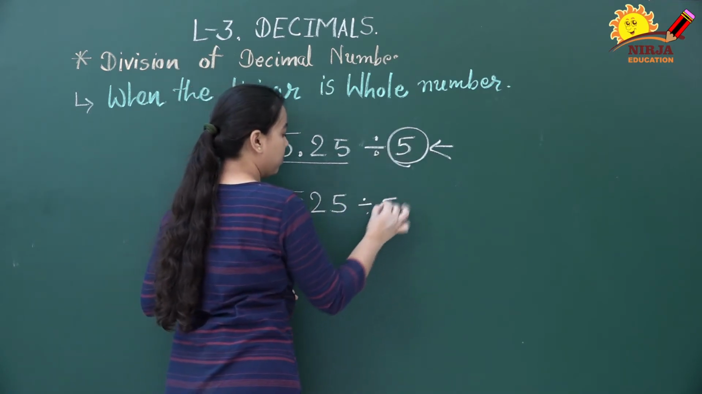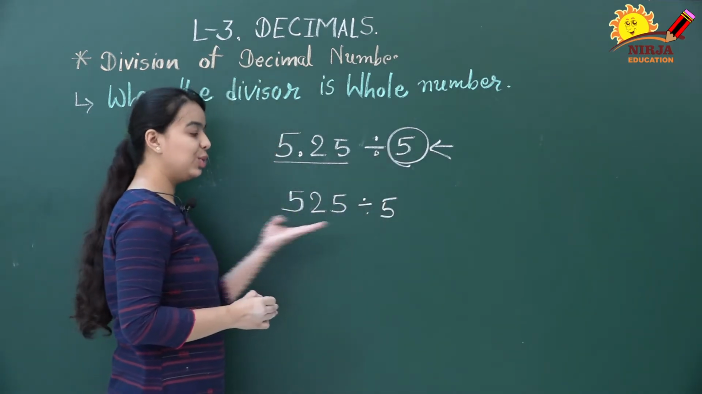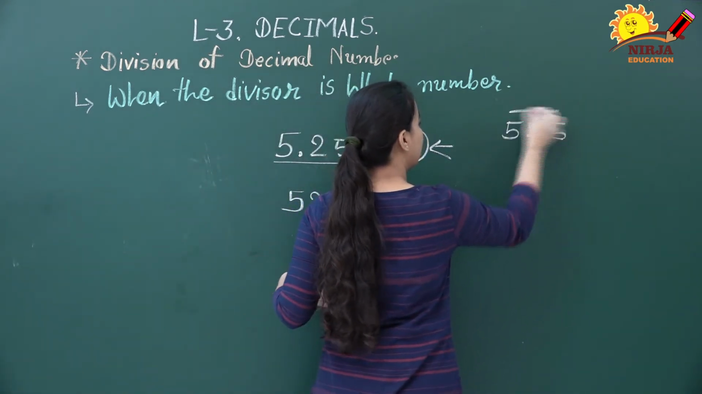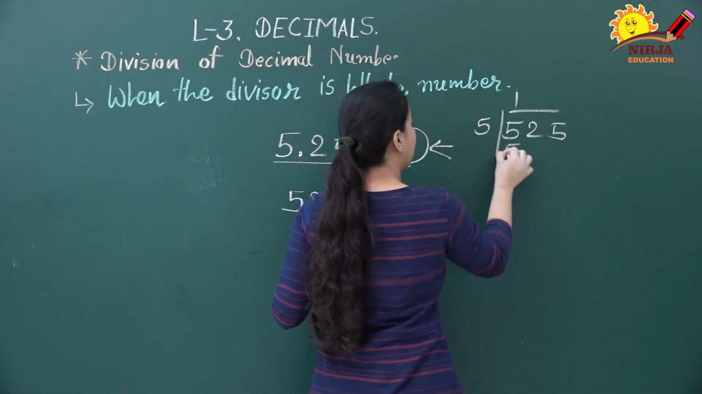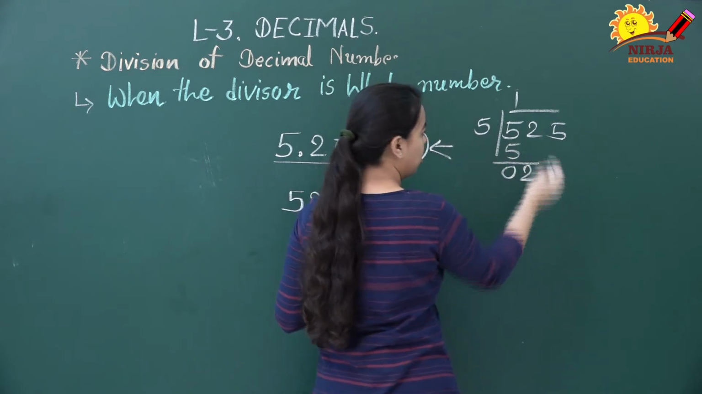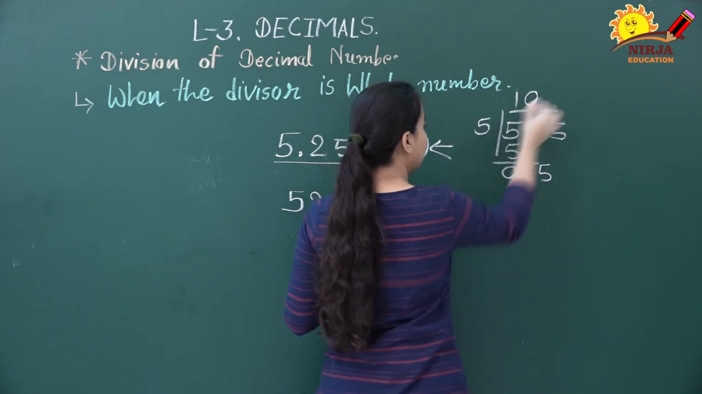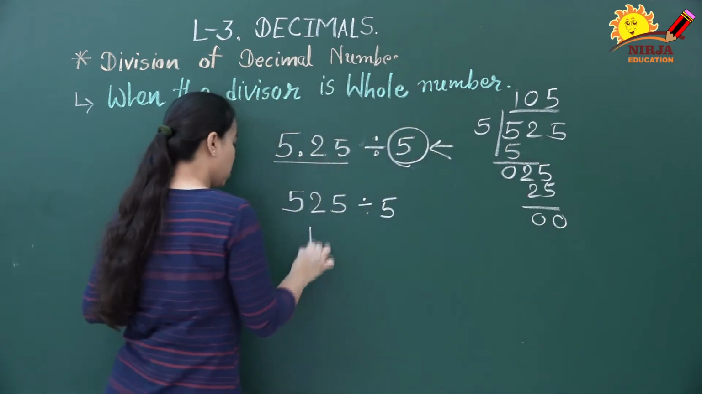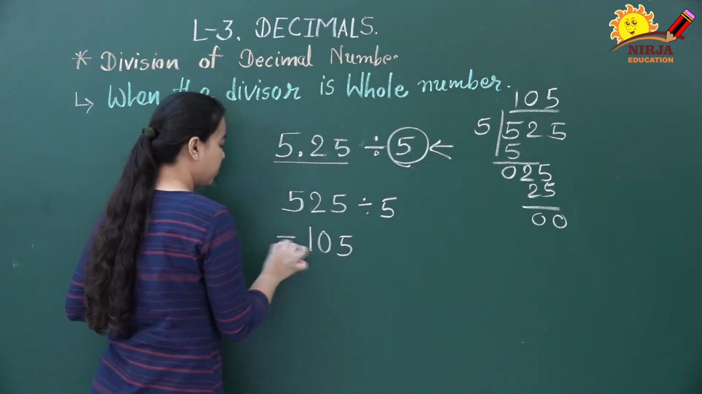divided by 5. Now we all know how to do the division of this. Let's do 525 divided by 5. 5 ones are 5. 2, 0, again 5. 5 5s are 25. So our answer is 105 for this.